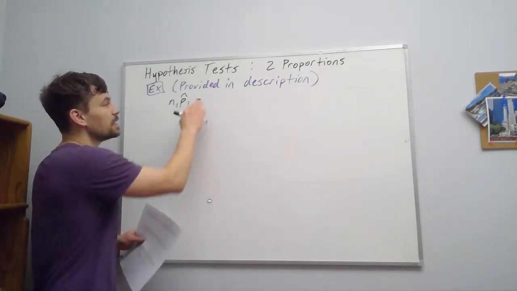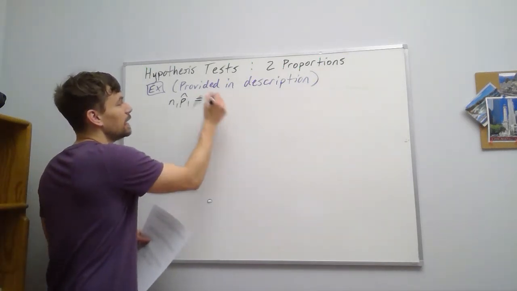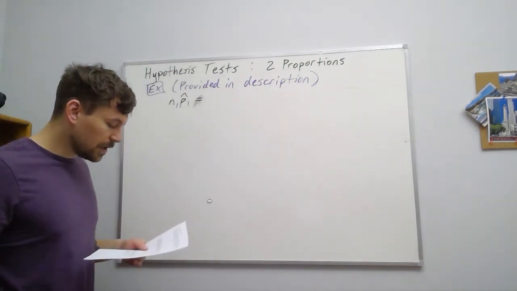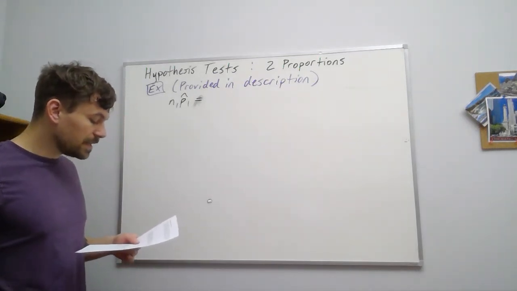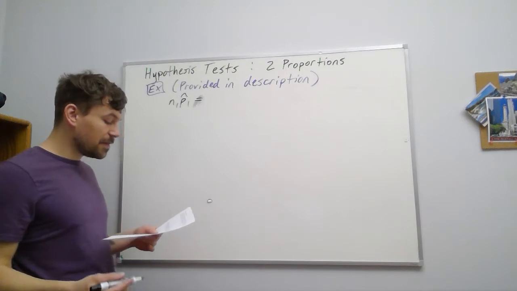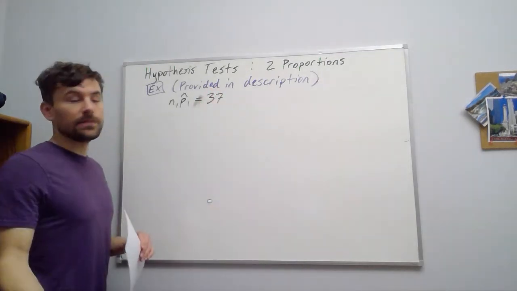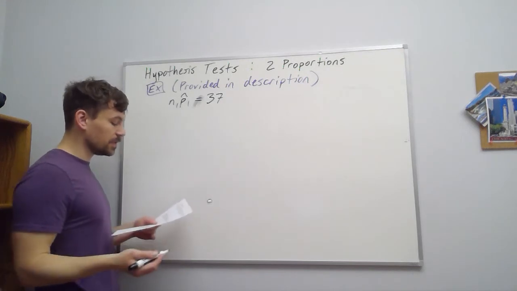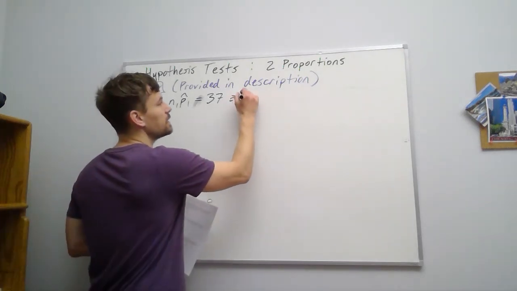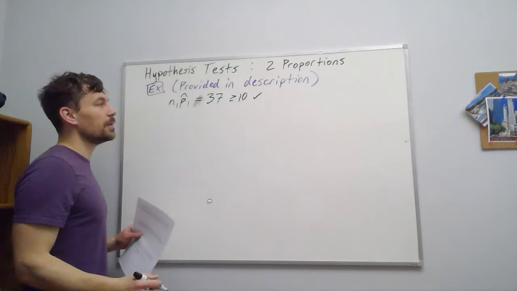For this, that means saying yes to being in college-owned housing. So in this case, our first SRS had 37 students who said yes, they do live in college-owned housing. And these were the Longwood University students. So that's at least 10, so we're in good shape.